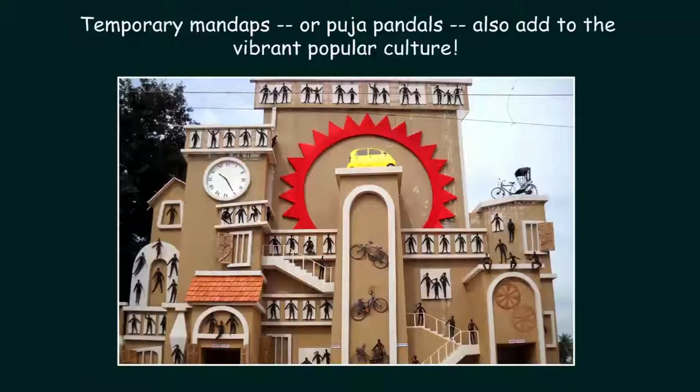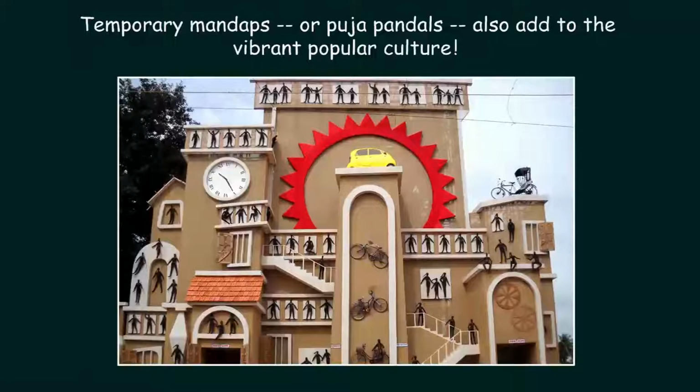In many places, and particularly in Bengal, during Durga Puja, we have a huge number of temporary temple structures which are called mandapas or puja pandals, which also add to the vibrant popular visual culture of a particular community. And when you look at them, something like this, it almost gives you a sense of permanency, which it is not. After 6-7 days, they are pulled down, they are dismantled, and the place where it was becomes empty.